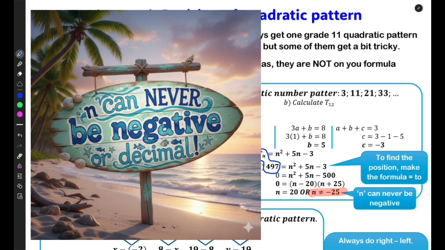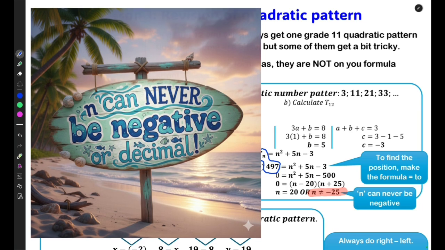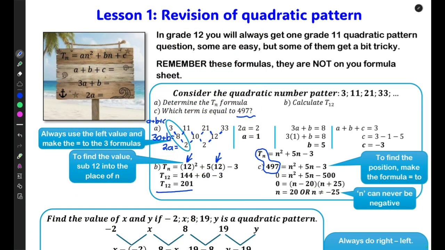That's why I'm cancelling the minus 25, because if I ask you, what is the position of this term? You can't tell me it's the minus 25th term. We don't count backwards when we say patterns. We always count forwards, and we don't count in halves or quarters or whatever. Always just whole numbers, integers. Okay, that is a basic example.